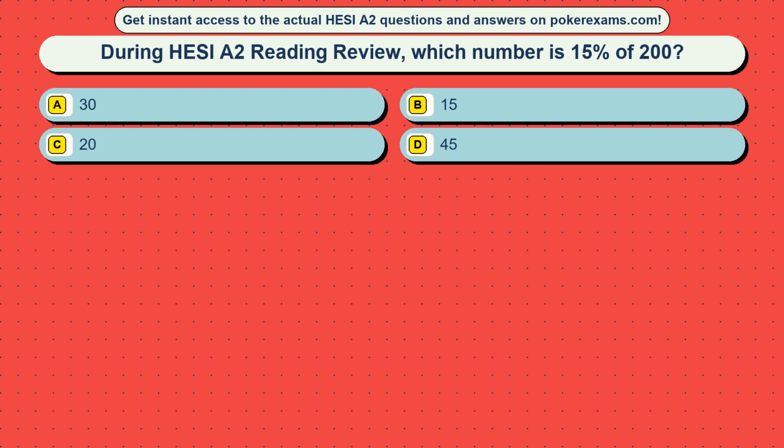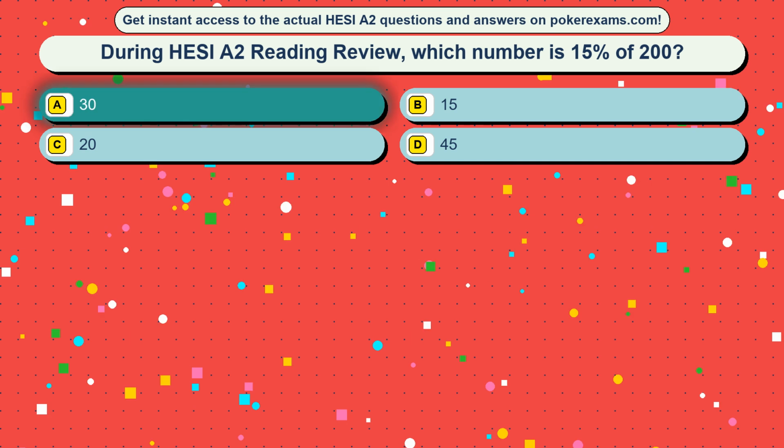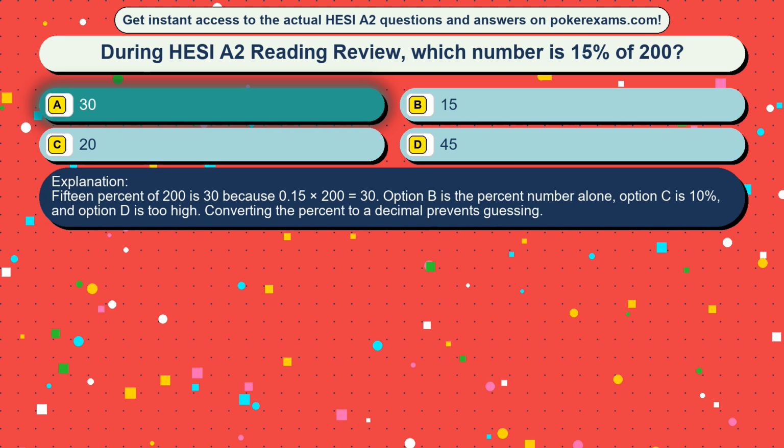Option A, 30. Option B, 15. Option C, 20. Option D, 45. The correct answer is option A, 30. 15% of 200 is 30 because 0.15 times 200 equals 30.